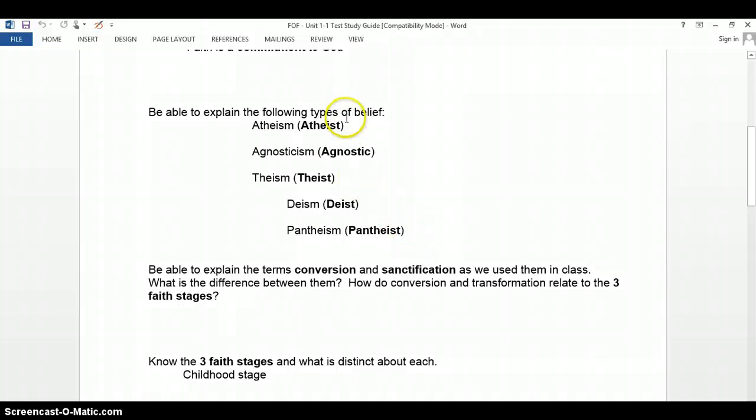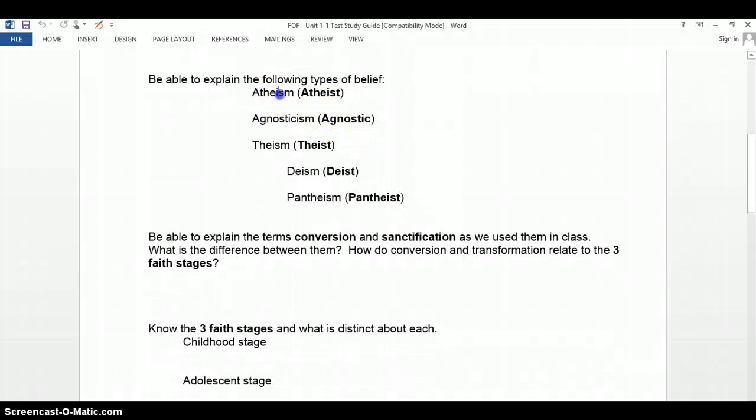Be able to explain the following types of belief. An atheist is one who does not believe in God. An agnostic is one who doesn't know what they believe about God, or doesn't really know if God exists or not. A theist is someone who does believe in God or gods. So anyone who believes in a higher power is a theist. Christians, Jews, Muslims, Hindus, they're all theists.